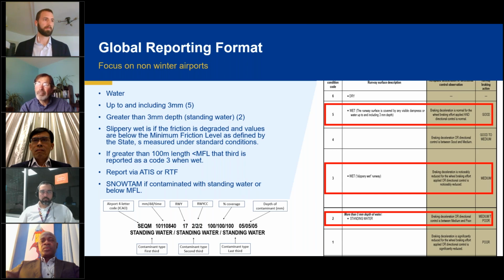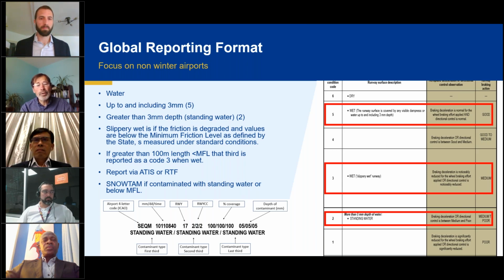The code 3 applies if you have part of your runway with, let's say, rubber deposit or relatively poor friction, which you would know from your runway friction assessments using your CFME. If you're below the minimum friction level when it's wet, then that would be a code 3 if you have more than 100 meters length of that runway below your minimum friction level established by the state in your country. So those are the 3 categories. It is much simpler than the winter situation, so I thought it was worth just highlighting what it consists of. So that's how the runway condition codes will be made in non-winter airports.